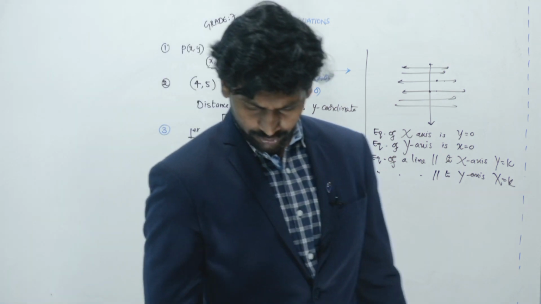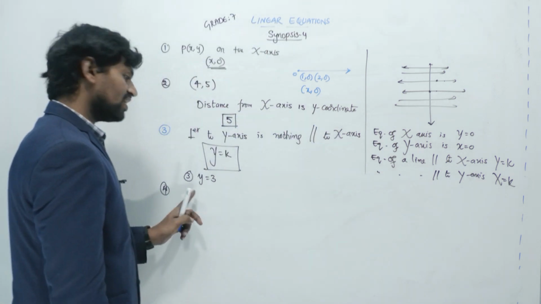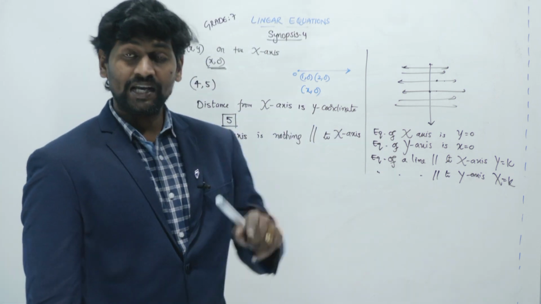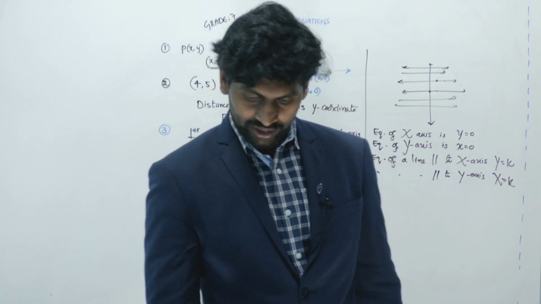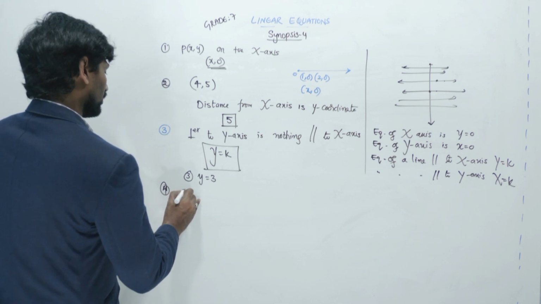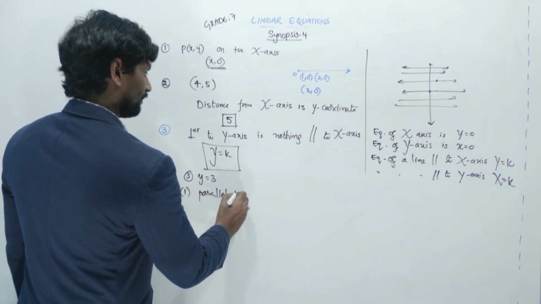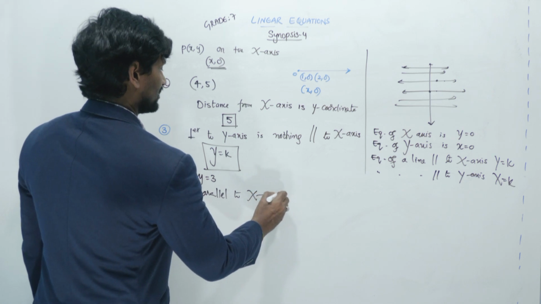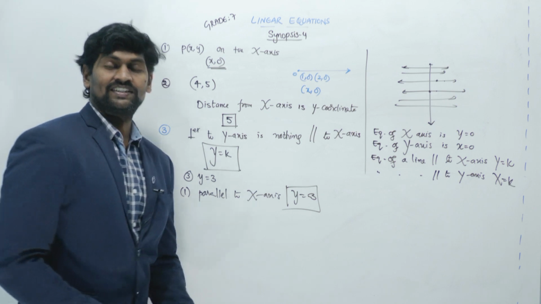Question number 4 indicates the line y equal to minus 3. Y equal to minus 3 is parallel to the x-axis and perpendicular to the y-axis. So we can take parallel to the x-axis. Option 1 is true, because y equal to minus 3 is given. Y equal to something is nothing but parallel to the x-axis.